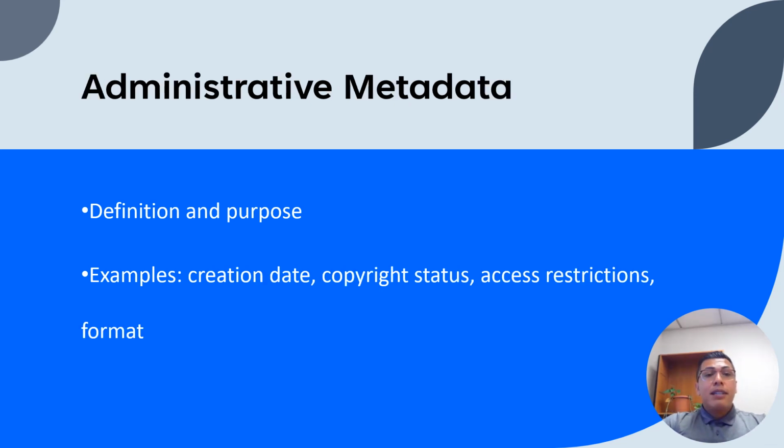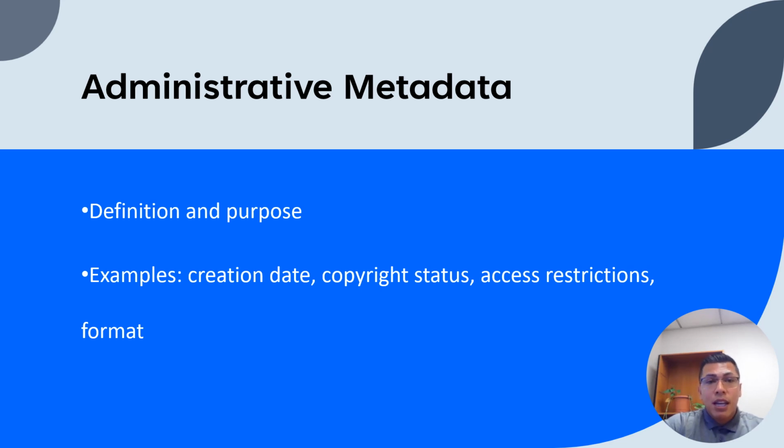The next type of metadata we'll be discussing is administrative metadata. Administrative metadata provides information about the management or preservation of a resource. It includes details such as creation date, the date on which the resource was created or originally produced, copyright status, information about the copyright holder, and any restrictions or permissions associated with the use of the resource.